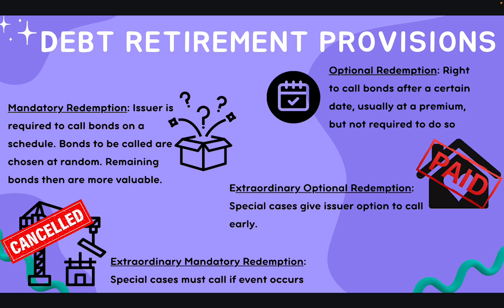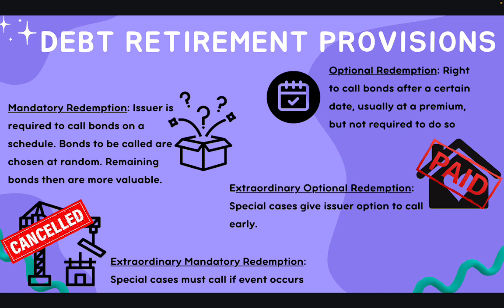Mandatory redemption, they have to do this. There's a set schedule. And then the opposite of mandatory is optional. So optional redemption, see the picture of the calendar. So we're still talking about time, but this is having the right to call bonds after a certain date. Usually they're called at a premium, but they're not required to do this.